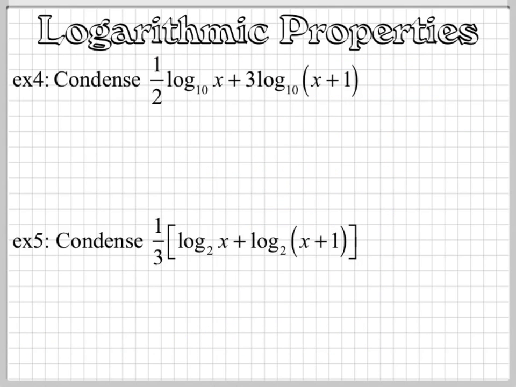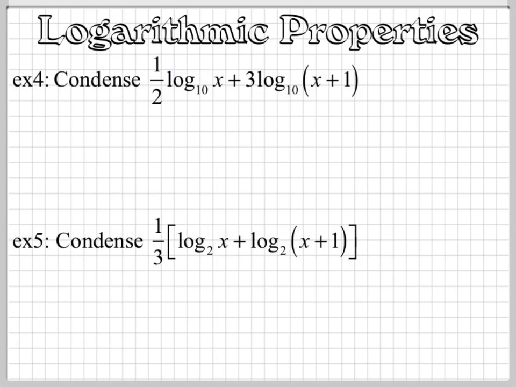Only got 2 of these because they look gnarly. Let me give you guys a minute to copy them down. To condense this, your goal when you're condensing is to have one logarithm. But now we have 2 right here and they're separated. I don't want that. I want one logarithm when I'm done.